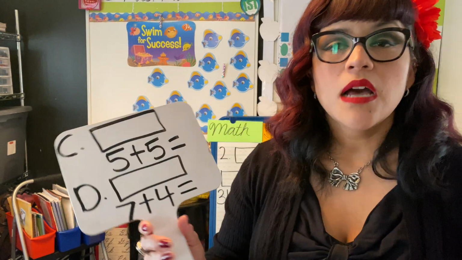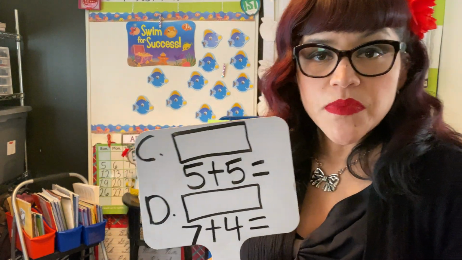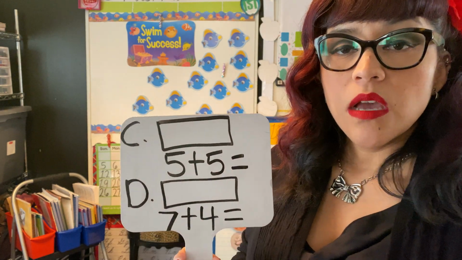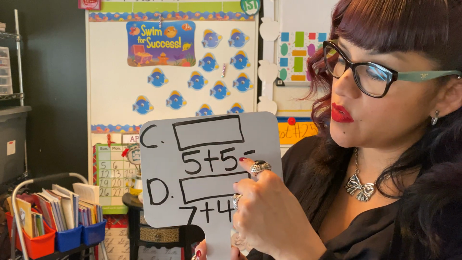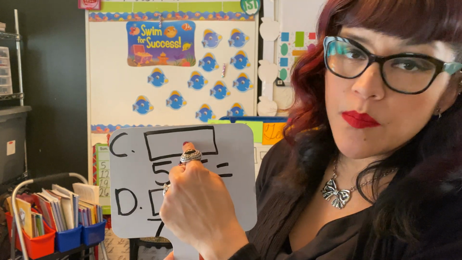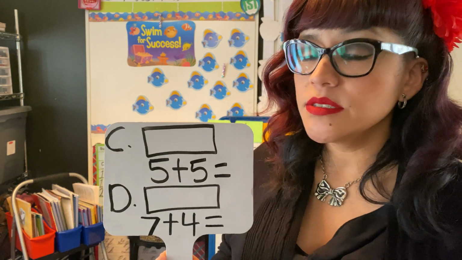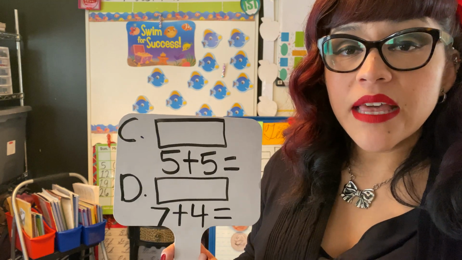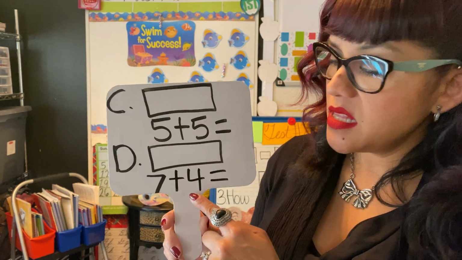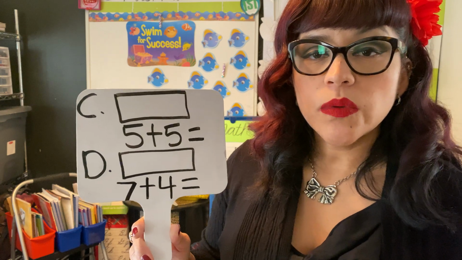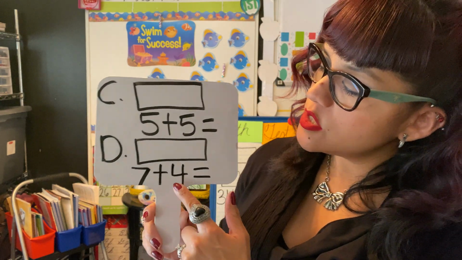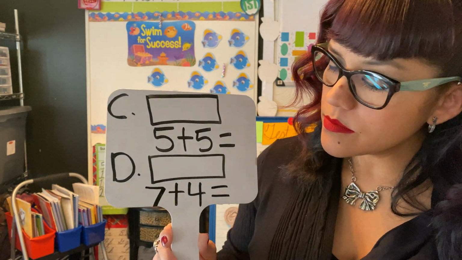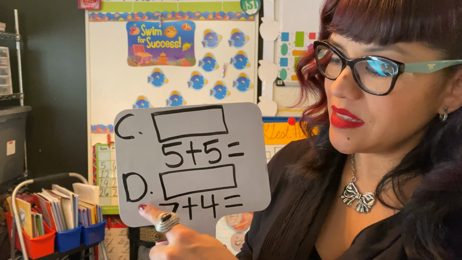I have letters C and D. Ready? So for letter C, 5 plus 5. Letter C, 5 plus 5. Enter your answer in that box. That's for letter C. All right, great job. Letter D, 7 plus 4. Put your answer in the box. 7 plus 4 for letter D.